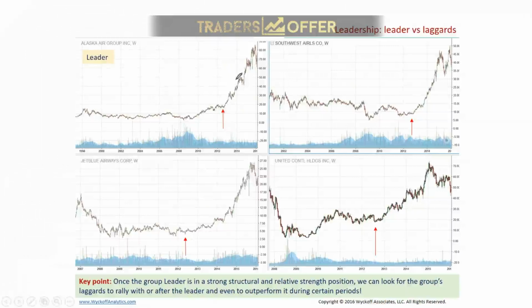We said that our first favorable trade was in Alaska, and this was the swing that we took, and that was the swing that has outperformed all of them. But then Southwest right here identified to us an opportunity of outperformance into the future, and we have taken this whole move to the upside.